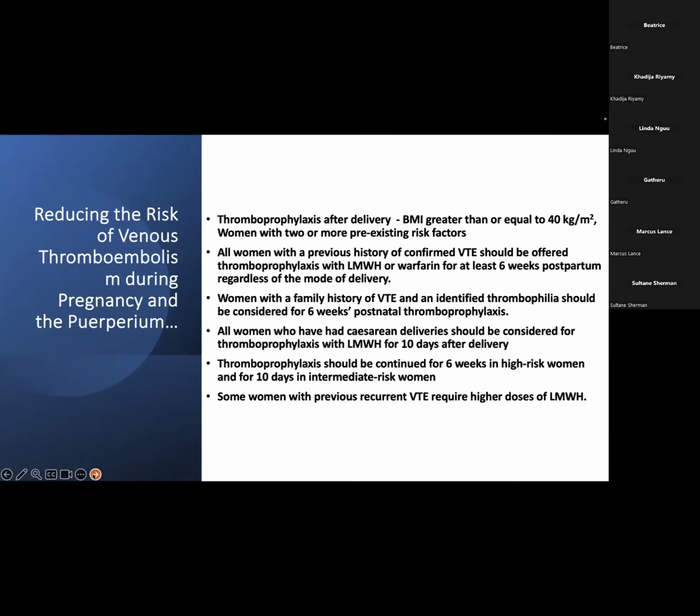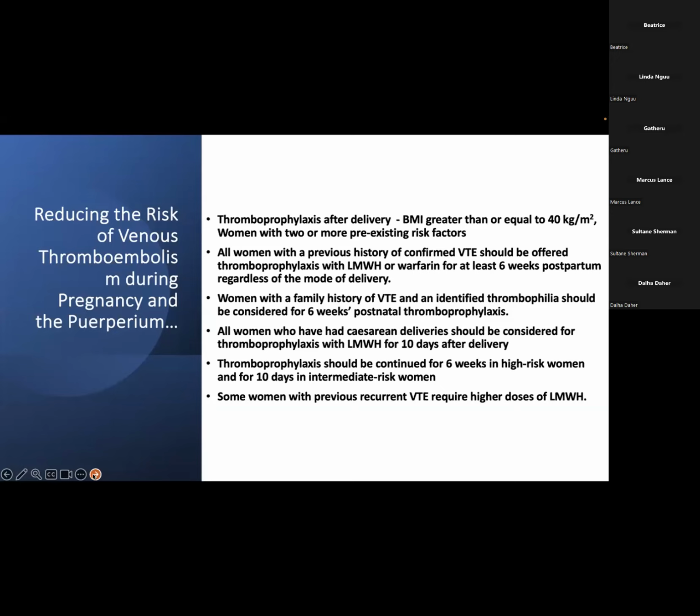Women with a history of confirmed VTE should be offered thromboprophylaxis with low molecular weight heparin or warfarin for at least 6 weeks postpartum, regardless of the mode of delivery. Women with a family history of VTE and unidentified thrombophilia should be considered for 6 weeks postnatal thromboprophylaxis. So it is important that we consider that all women who have had cesarean deliveries should be considered for thromboprophylaxis with low molecular weight heparin for 10 days after delivery.